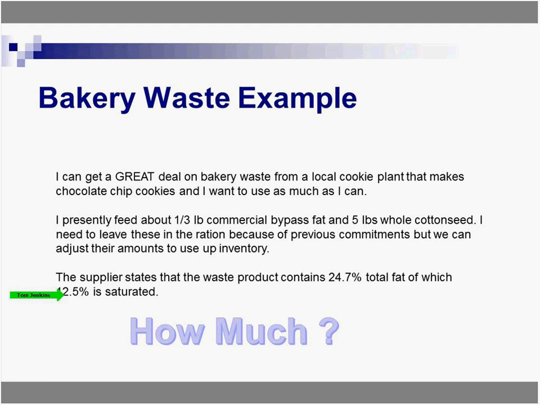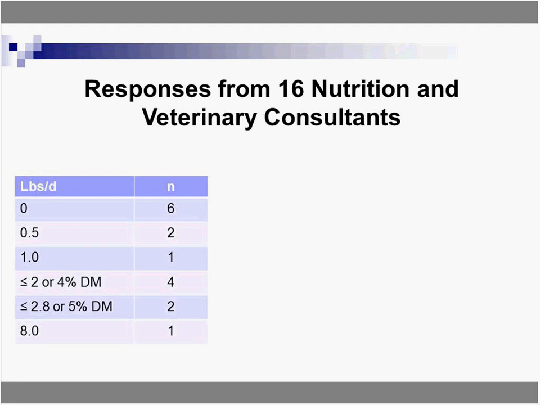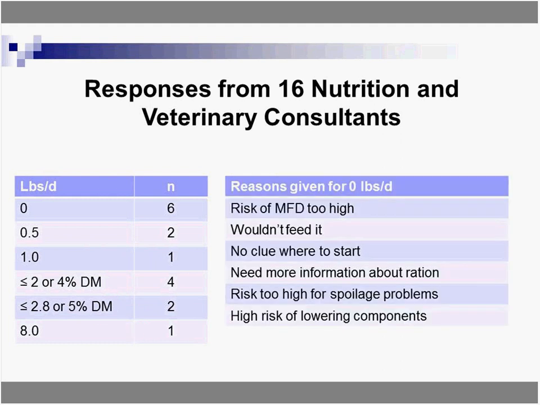Okay. How much? What would be the answer? How would you answer it? I asked a group of nutritionists at a call several years ago to write down how they would answer it. Of those that responded, 6 said they would feed none, despite my instructions that they had to feed it. 0. 2 of them half a pound, 1 said a pound, 4 of them said 2 pounds, 2 of them said 3 pounds, 1 of them was very optimistic, said 8 pounds. I asked those who said 0 why, despite my instructions, and these were the answers they gave. Really, it's out of fear of upsetting the rumen and causing milk fat depression.